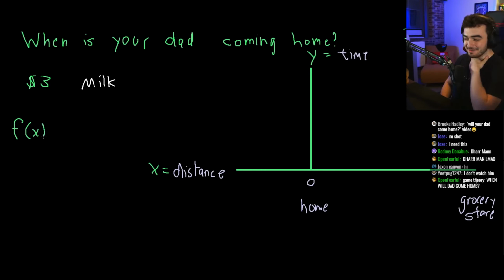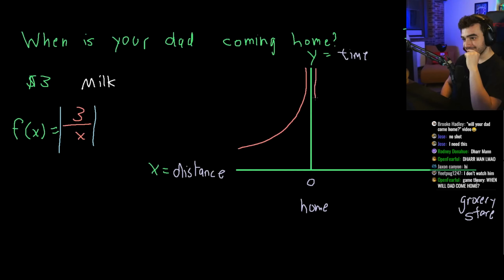The next step is to set up the equation. When will dad come home? Your dad left with $3, and is going to obtain 1 liter of milk, which requires 1 trip to the grocery store, which is 1x distance away from your home. So that means the equation is $3 over x. But realize if x is negative, that means y is also negative, and time cannot be negative. So the equation is actually the absolute value of 3 over x. If we graph that out, the function looks something like this.